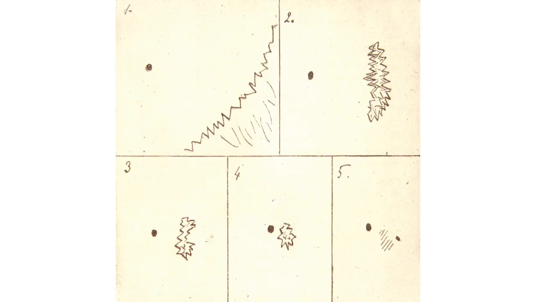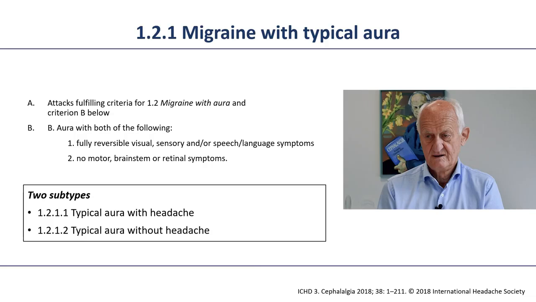Here we see a typical visual aura starting out in the periphery on the first picture, then moving towards the center of vision in 2, 3, 4, and 5. Most often it actually goes the other way. It starts centrally and moves out to the periphery, but both are possible. Visual disturbances are, of course, homonymous because they are caused by spreading depression in the occipital cortex.